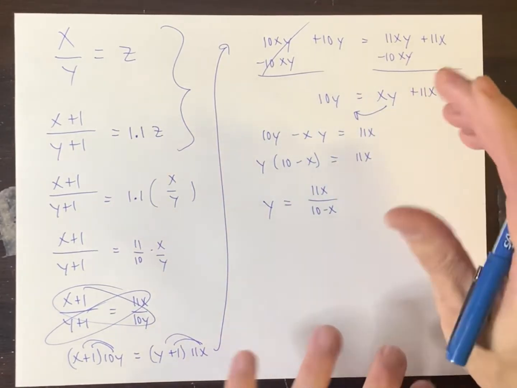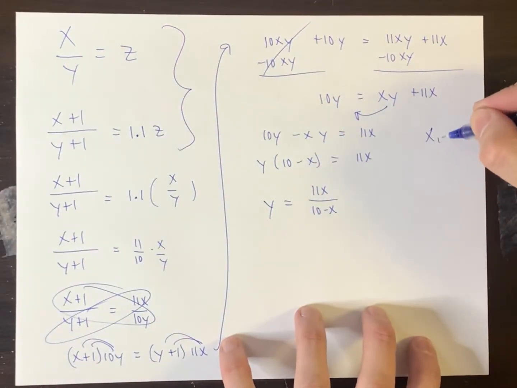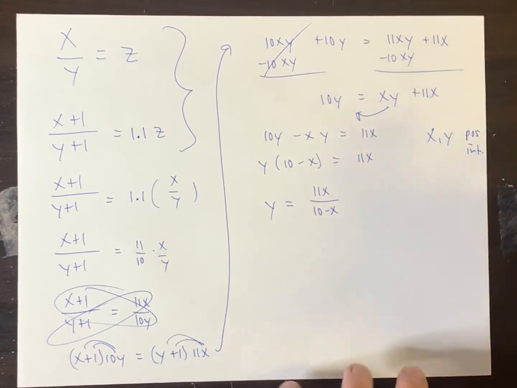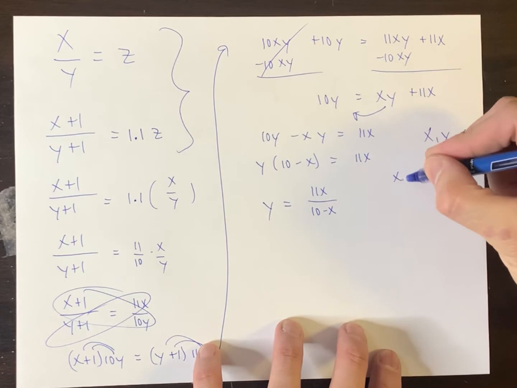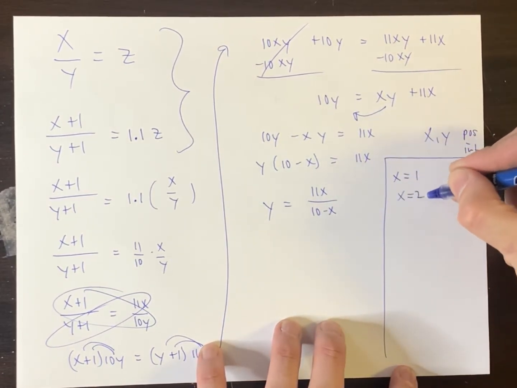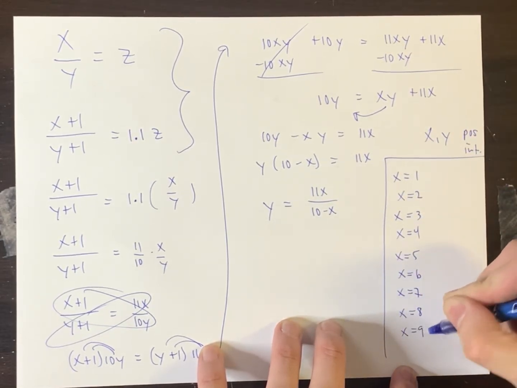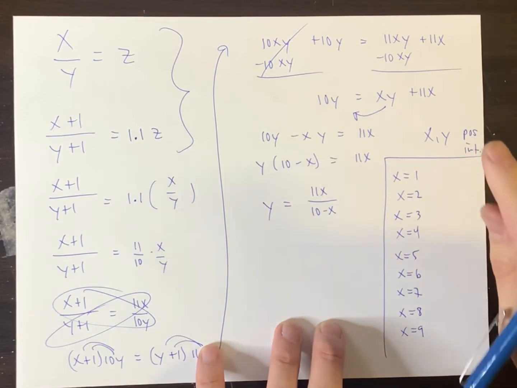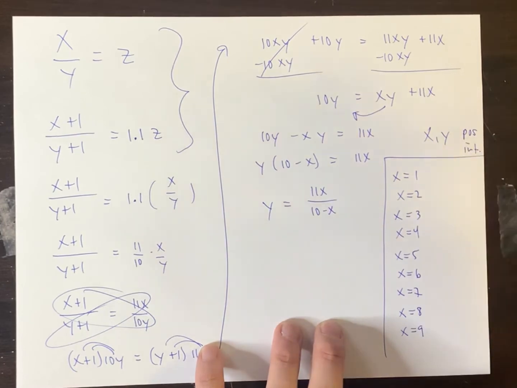From here, it's going to be a matter of using good old-fashioned logic. Remember that x and y have to be positive integers, right? They each have to be a positive integer. So here's what I claim to you. I claim that the only possibilities for x are 1, 2, all the way down to 9. And here is how I know that the only possibilities for x are 1 to 9. First of all, x has to be positive. It's set in the directions.